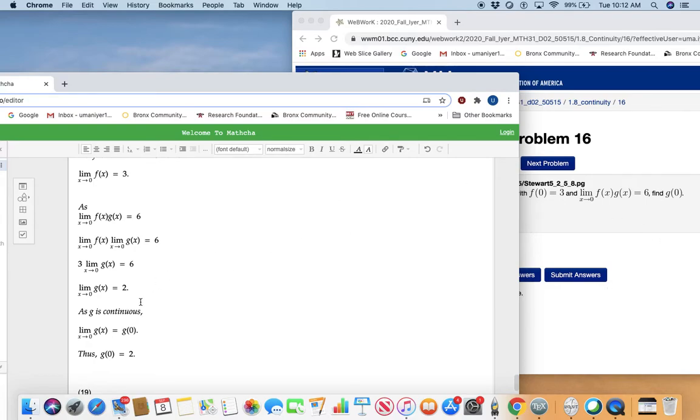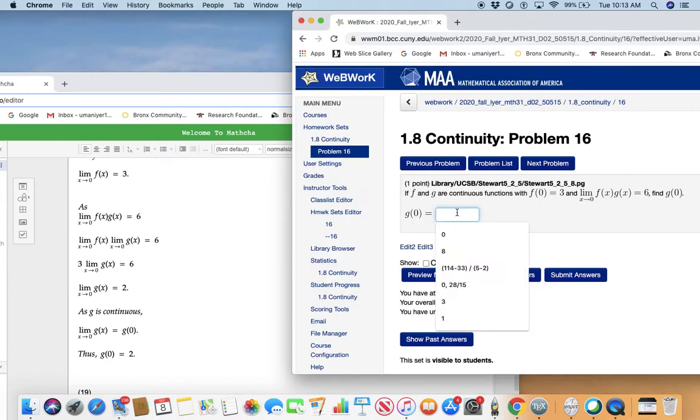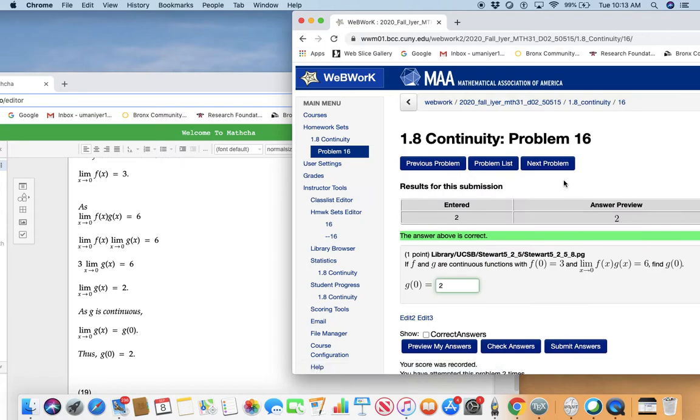What do we know? g is continuous. So the limit has to be equal to the value. So the value is 2. The value of g at 0 is 2. Next problem.